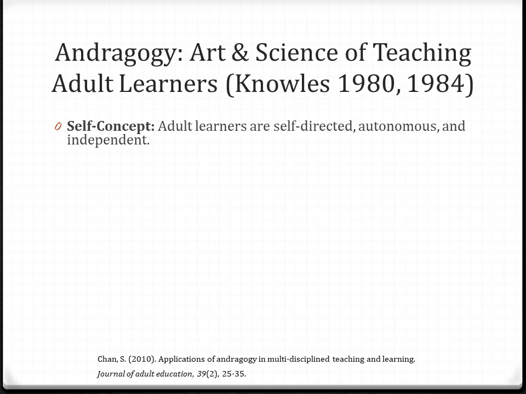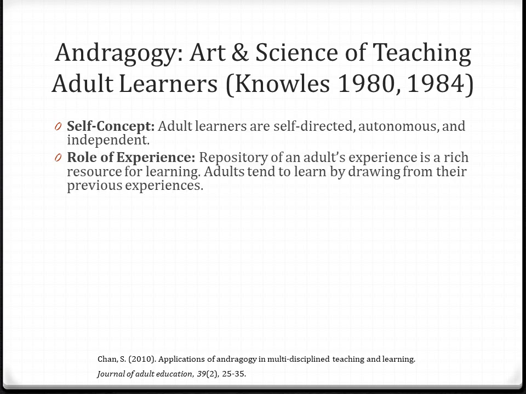First, the adult self-concept. Adult learners are self-directed, autonomous, and independent, as compared with, say, young children who need a lot more direction and are less autonomous. Second, the role of experience. An adult has a lot of experience that can be used for learning, and adults tend to learn by drawing from their previous experiences. So the more we can connect our teaching to their previous experiences, the more engaging it will be.